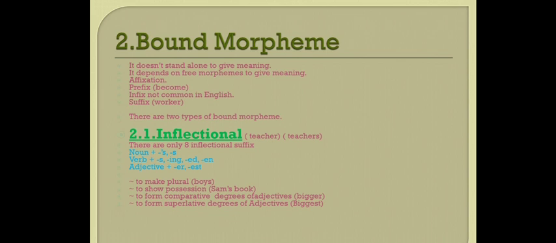Now we will talk about types of bound morphemes. Bound morphemes are divided into two types: inflectional morphemes and derivational morphemes. First, we are going to discuss inflectional morphemes. In the English language, there are only 8 inflectional morphemes. Two are for nouns, 4 are for verbs, and 2 are for adjectives, or adjectival, you can say.